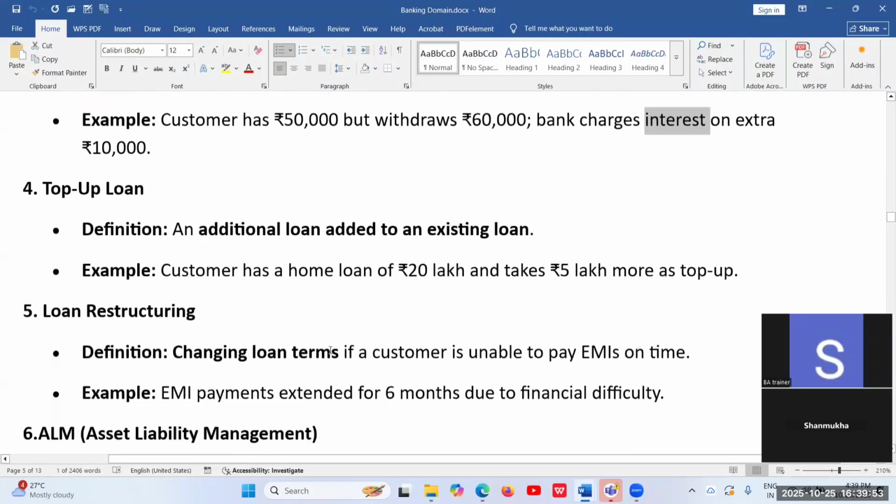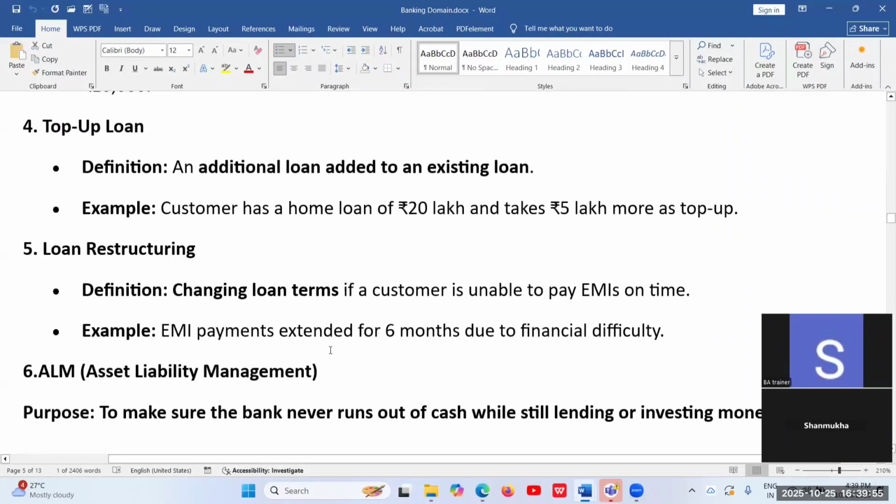Next we have top up loan, an additional loan added to an existing loan. This is quite simple. One loan that includes another loan is nothing but a top up loan. Like a gold loan taken along with a home loan is considered a top up loan.